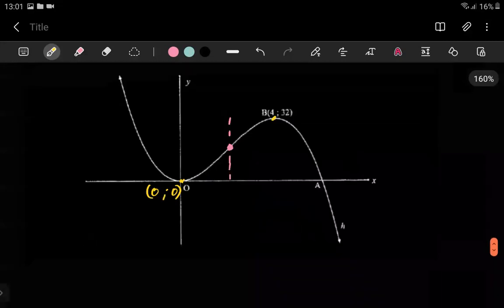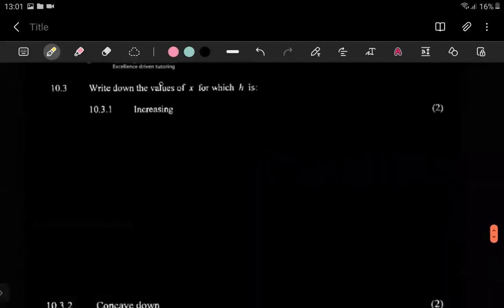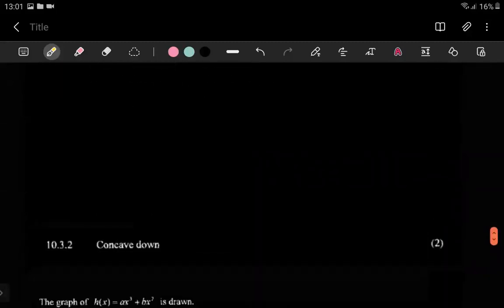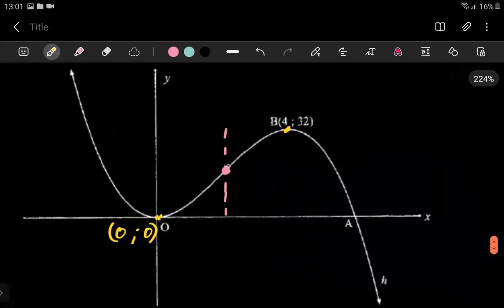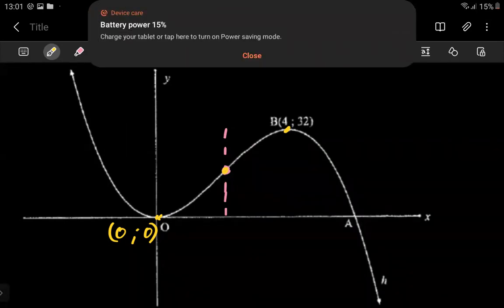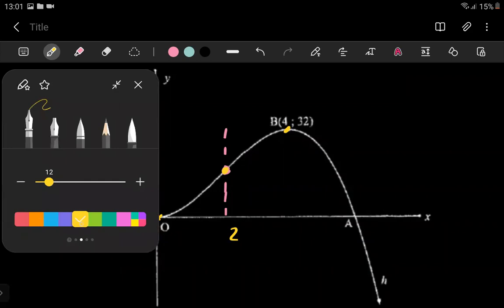But for this specific question, let's see what it is saying. It's saying write down the values of x for which h is concave down. So firstly you need the x value of the point of inflection, the x value that's right in the middle of your graph. That x value is in between the two x values of your turning points. So this is a 4 and this is a 0, meaning that the x value there is 2. That's the first thing you need, and then the rest is easy.